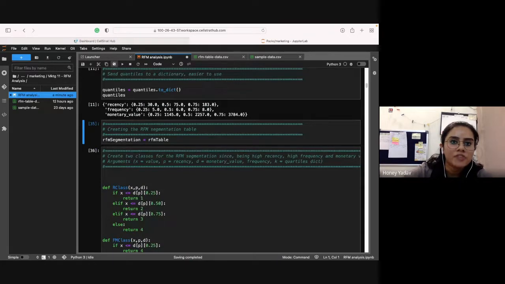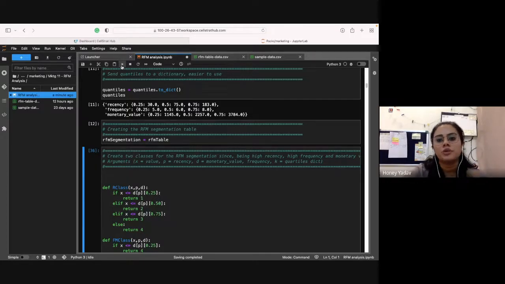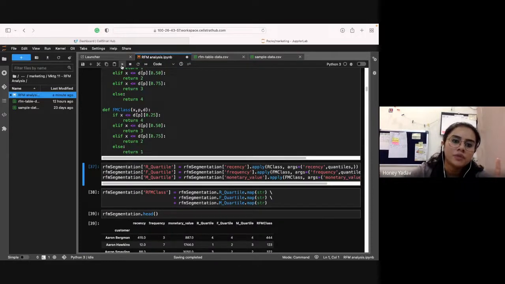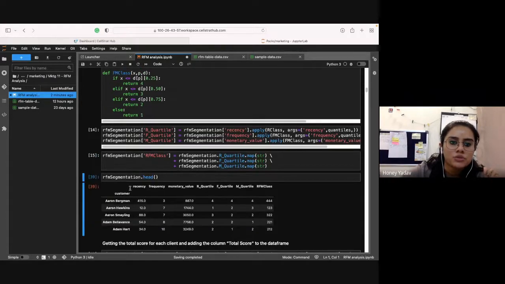So creating the RFM segmentation, you will be able to do it very smoothly. You just have to make sure that you are processing it from the beginning. And then you create the value for a dedicated quartile, so that you are able to assign the excellent, the good, and the bad customers.